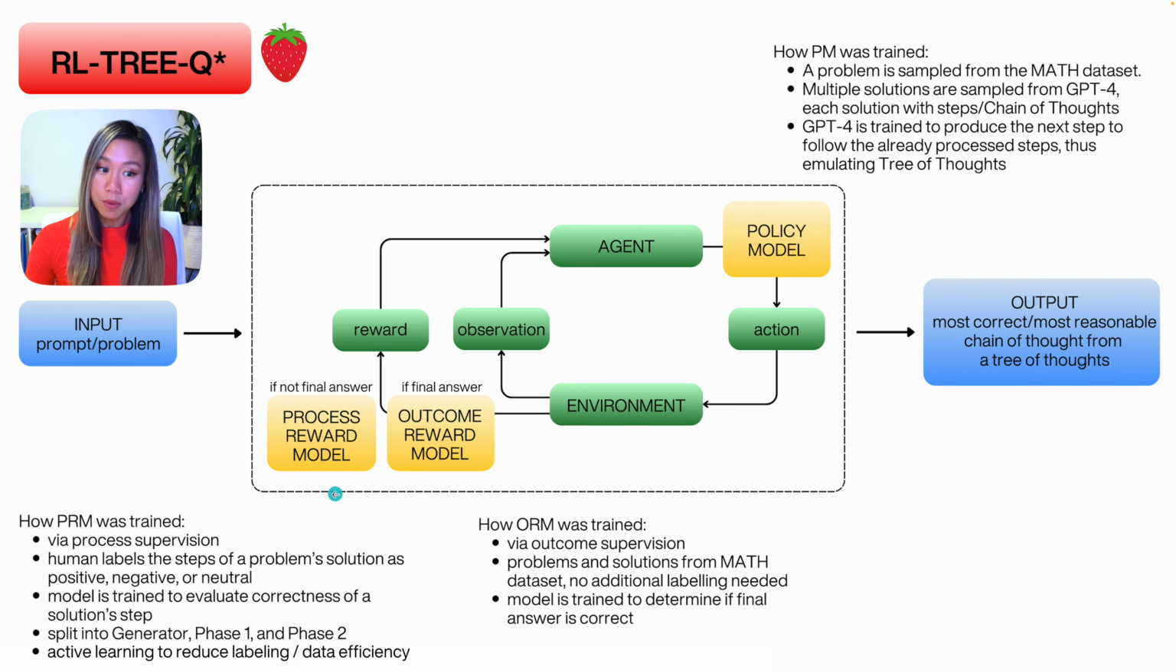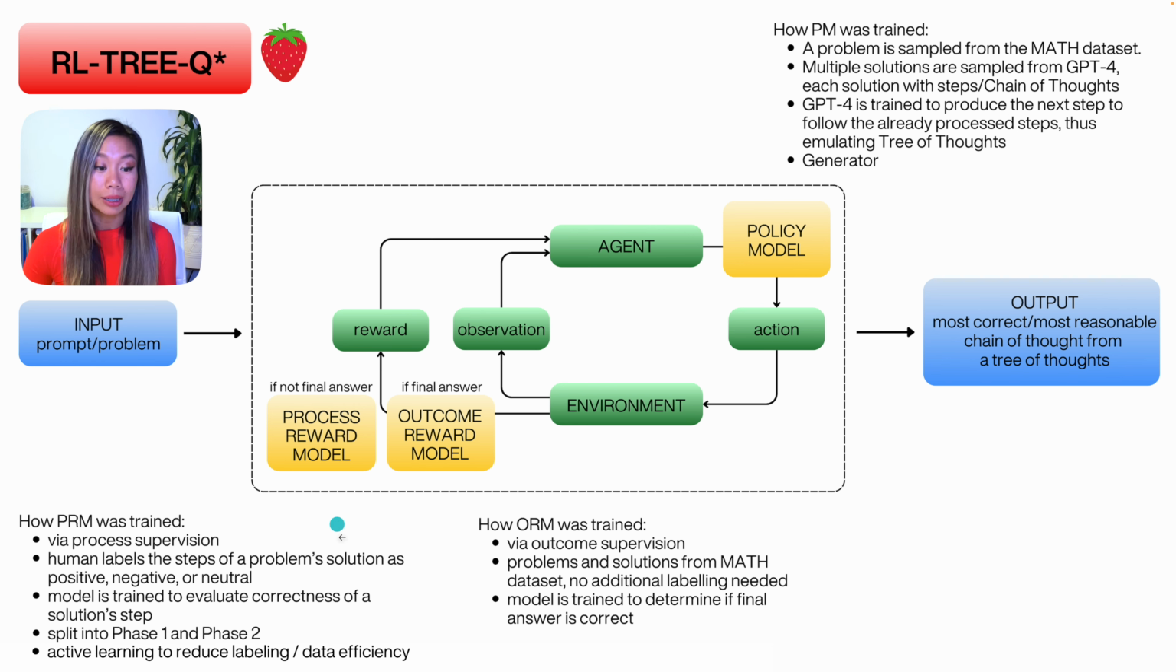The process reward model, on the other hand, isn't as simple because there are many ways the steps of a solution can look. So here, you need to involve some human annotations to label whether a step of a solution is positive, negative, or neutral. The human labeling for something so abstract and so dense is obviously going to be very expensive.